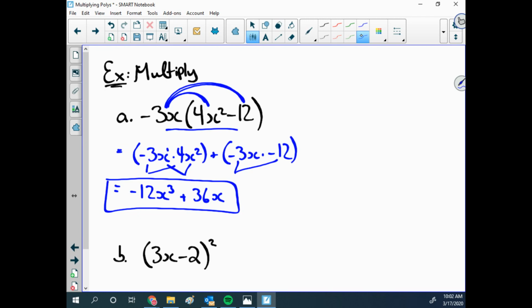Now, remember, I don't necessarily want you to put this step here every time. That's just to kind of remember what's happening here. If you can see and multiply out and go straight to this step, that's obviously fine with me.